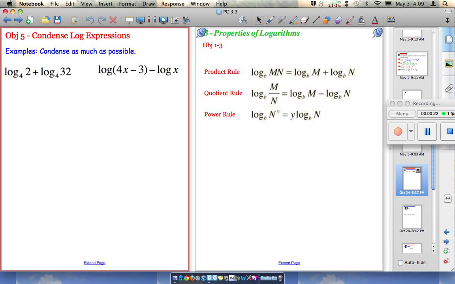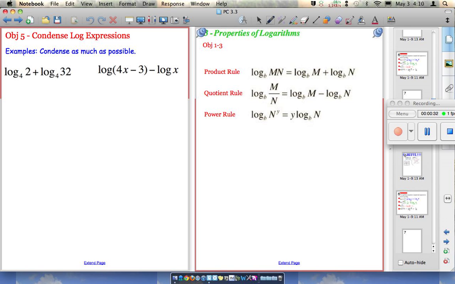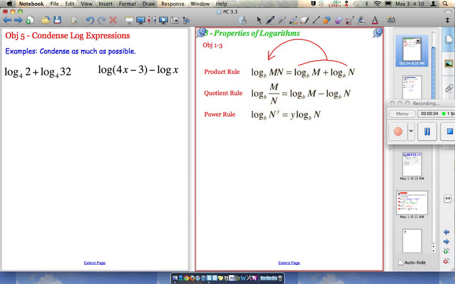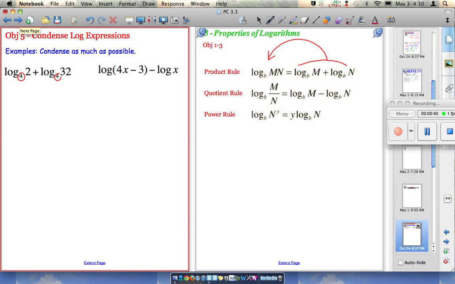When we condense, our goal is to do exactly what it says. We're condensing, we're trying to put this into a smaller expression. And so we're going to use our rules and we're going to go backwards. So we're going to take the written out expression and go backwards and condense it again. So you notice, number one, it has to have the same base in order to do this. And we have to know the rules.